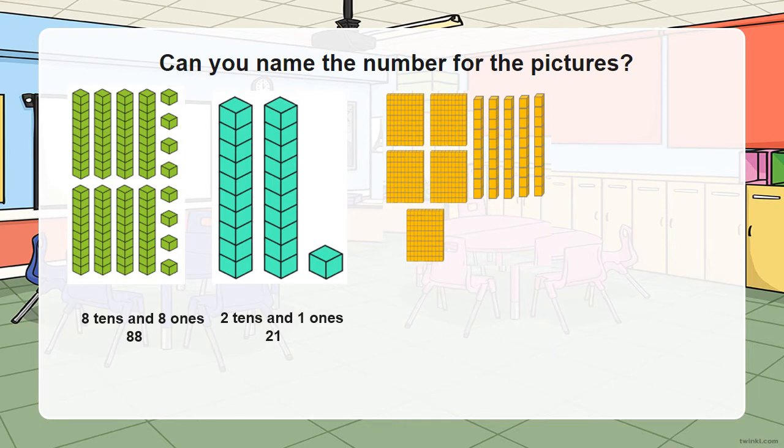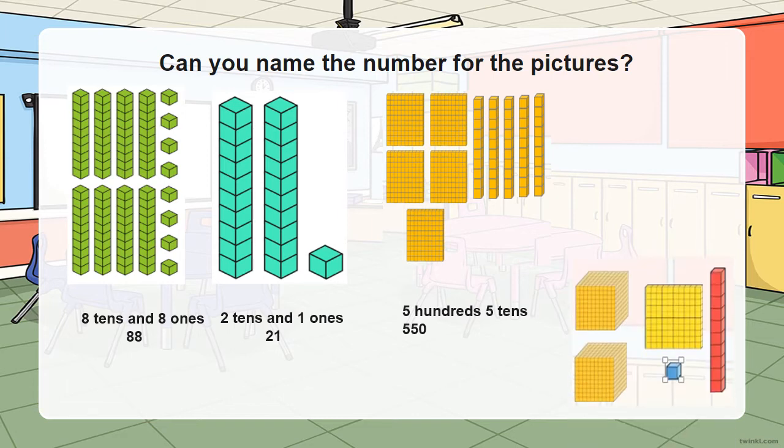Look at this one here. So let's look at them. Those are 100 blocks. There are 500 and there are 10 blocks. There are how many tens? There are 500 and 5 tens. So the number is 550.